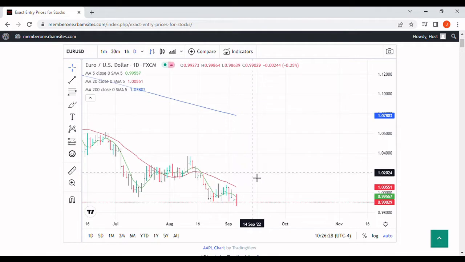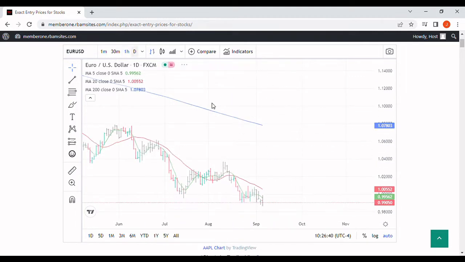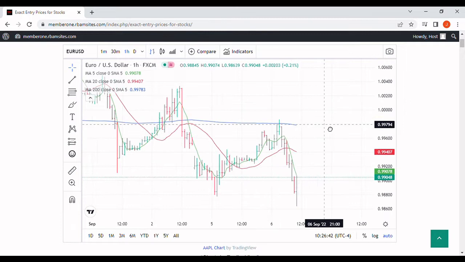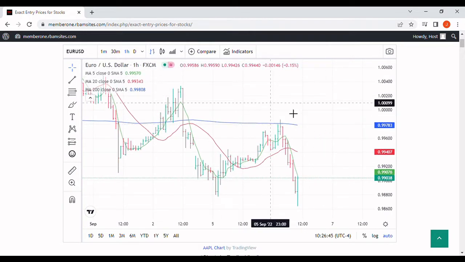That's my best guess for entertainment purposes only, my opinion, but I think we're probably going to get a rally to this 1.02 level here probably by mid-September. I'd be surprised if we didn't, but that's just my guess. Let's switch over to the 1-hour chart here real quick. We can see this is the same thing, euro versus the dollar.